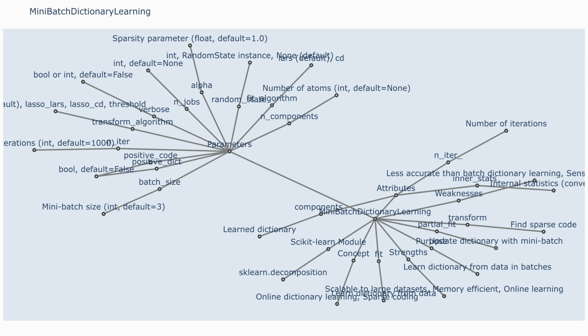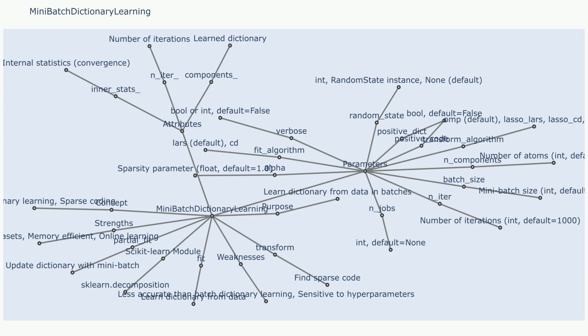Unpacking sklearn's mini-batch dictionary learning, a deep dive. The mini-batch dictionary learning class in scikit-learn (sklearn) is a powerful tool for sparse coding, a technique used for representing data as a linear combination of a small set of atoms or dictionary elements. This is particularly useful when dealing with high-dimensional data where traditional methods might struggle. Here's a comprehensive breakdown of mini-batch dictionary learning.